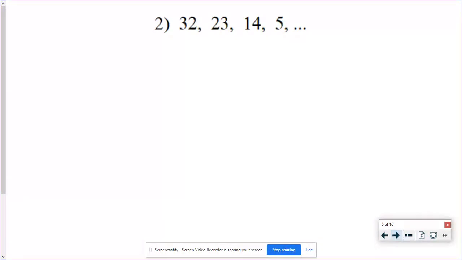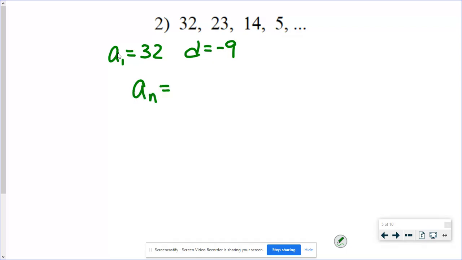On this problem, the first term is 32. The common difference, this is actually decreasing. It's decreasing by 9 each time. So my common difference is actually a negative number. So here's my sequence. The first term is 32. N minus 1 times negative 9. Just putting in those two numbers, and then we clean this up.